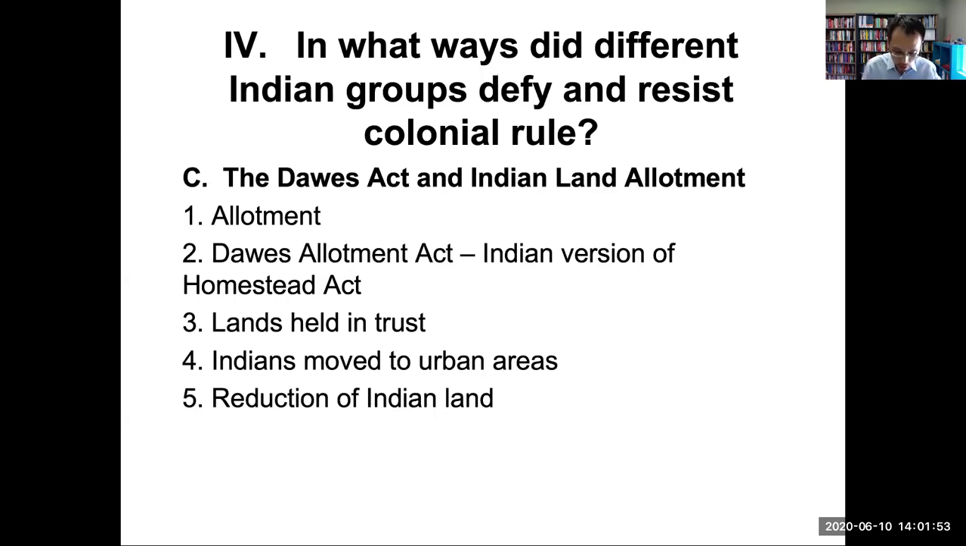Under the Dawes Act, Indians were given the most useless land. And once all of the allotments were determined, the remaining tribal lands were sold to white American settlers, and that amounted to as much as 80 million acres.